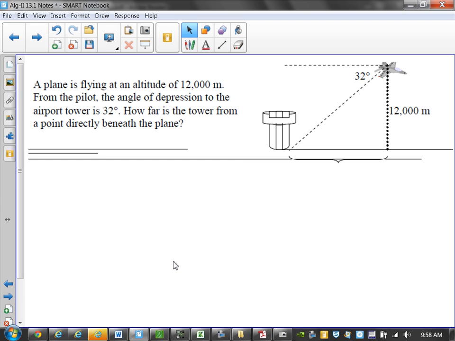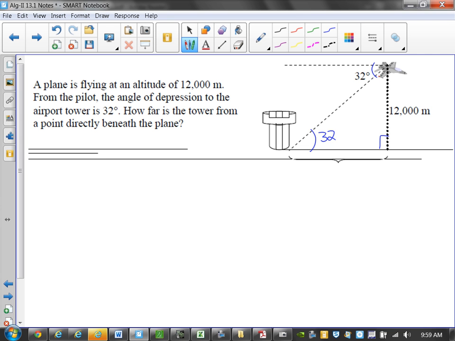What happens here is you get a problem where it's going to give you a bunch of information. You have an airplane flying at 12,000 meters. From the pilot, the angle of depression to the tower is 32 degrees. How far is the tower from the point directly beneath the plane? Again, they're saying the angle of depression is the same as the angle of elevation, which brings you inside a 32 here.